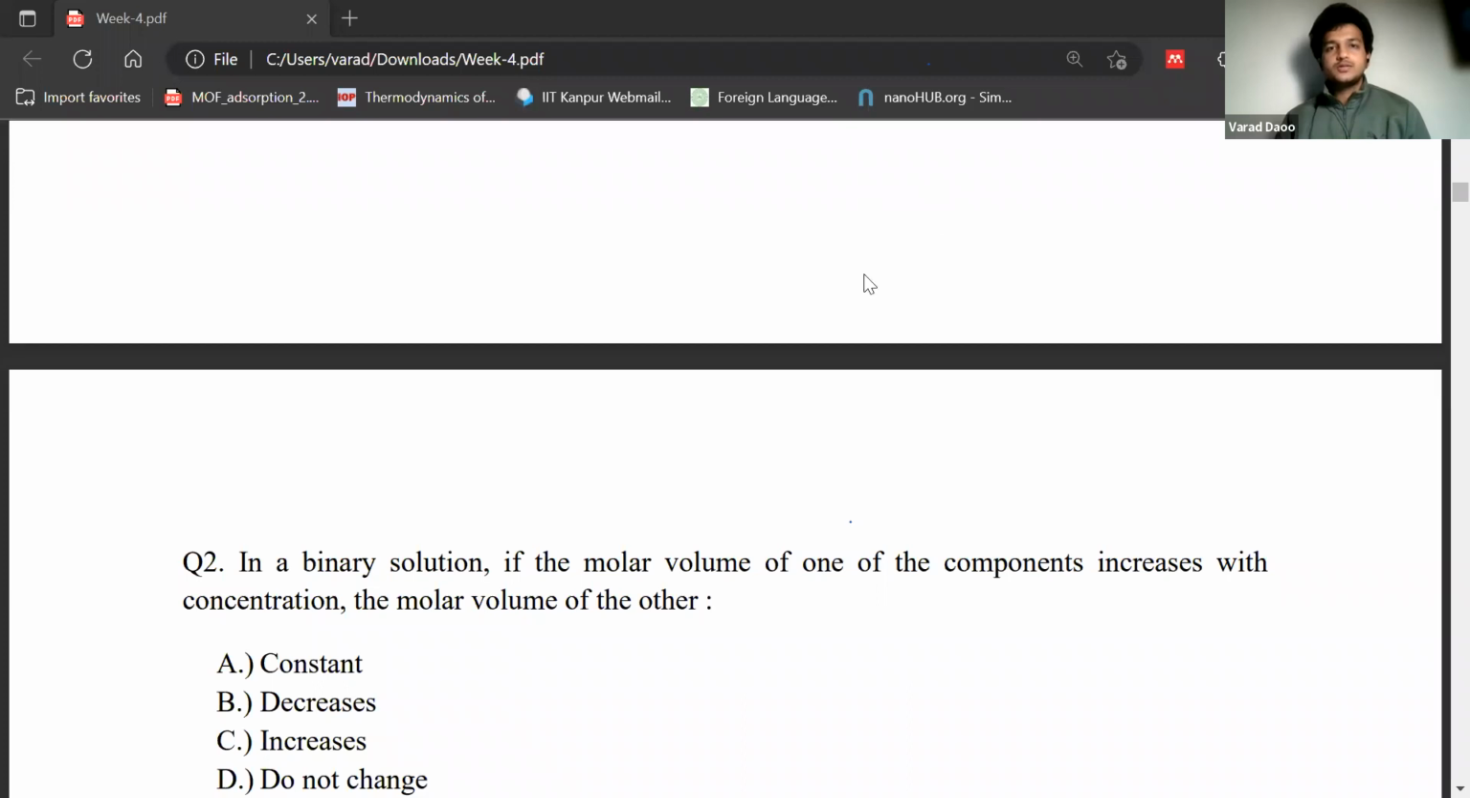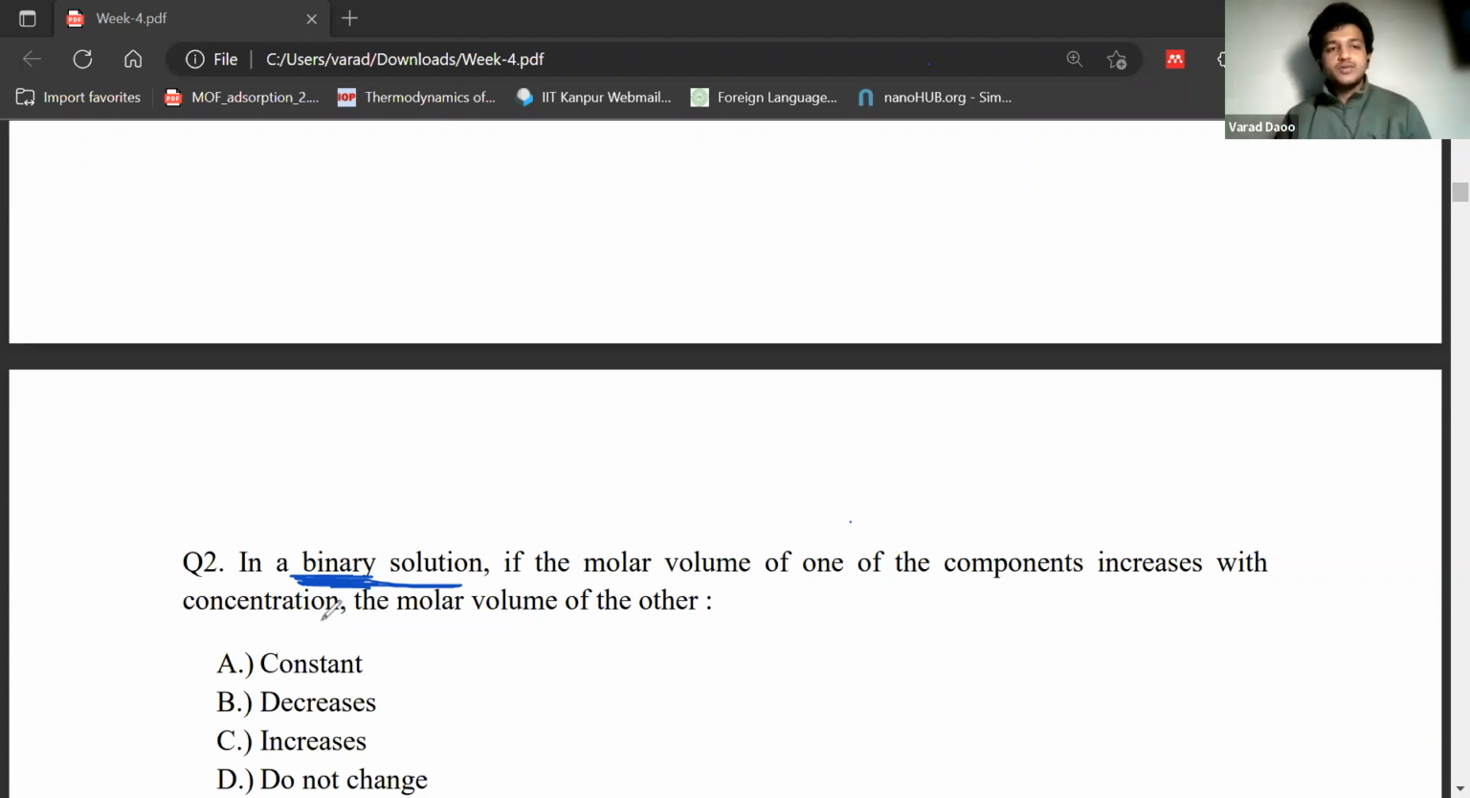The question is, in a binary solution, again, in this course, most of the time you'll find that the problem statement will always have a binary mixture, but it is not essential that we use it. So why we are using binary is because it's easier to do the calculation, whereas whatever concept we are using for binary mixture can be applied to ternary or quaternary or multi-component mixtures as well.